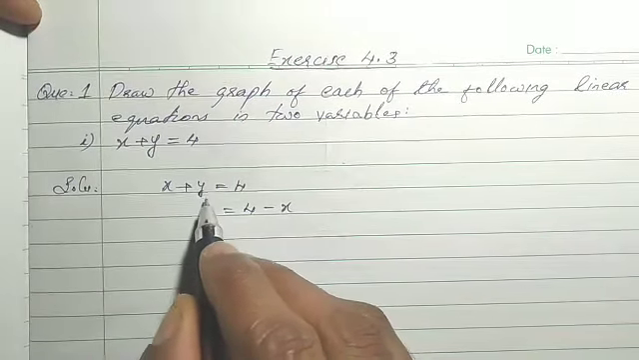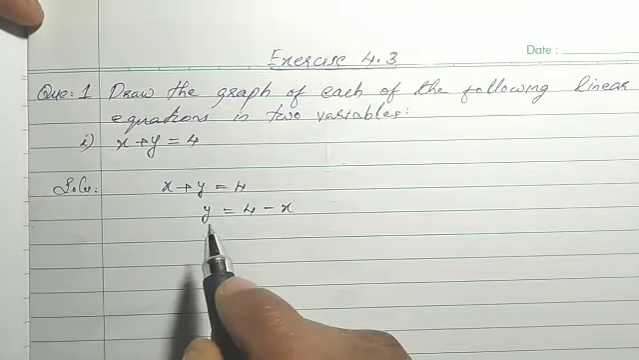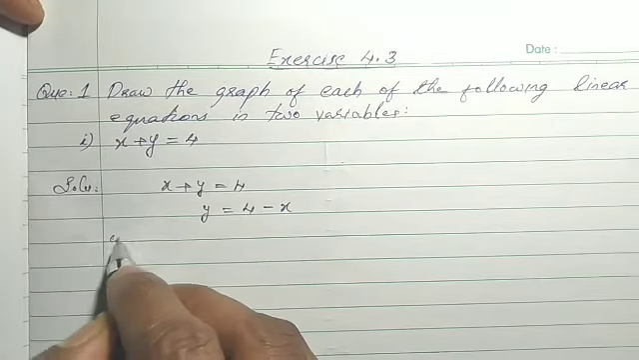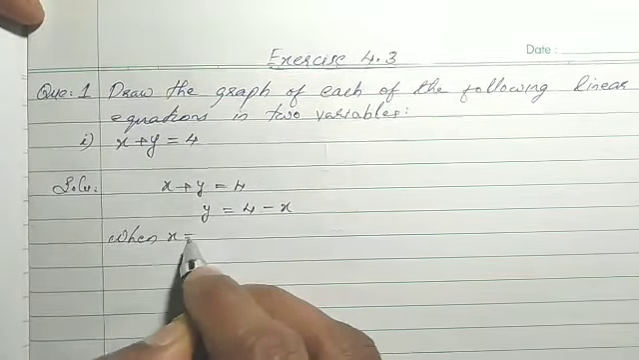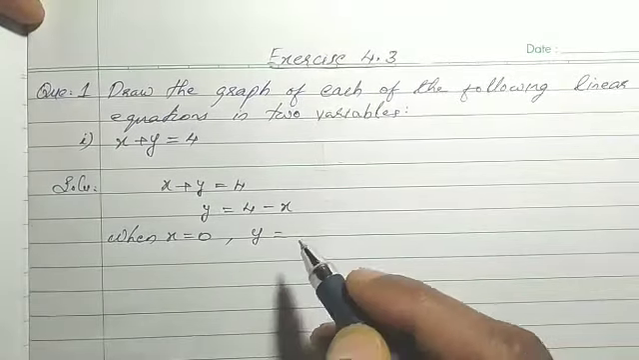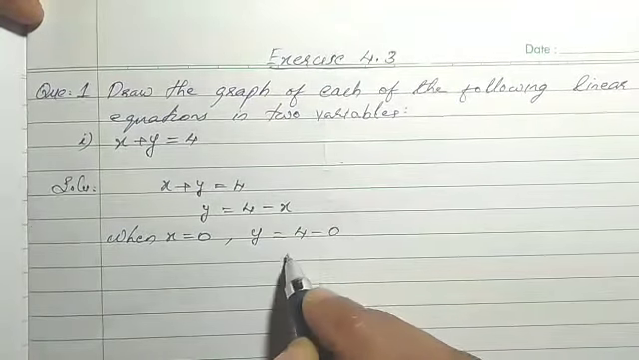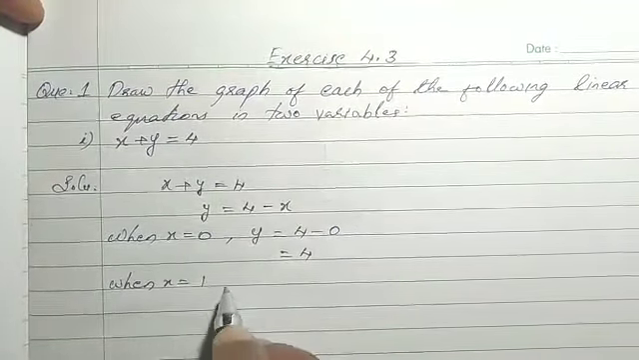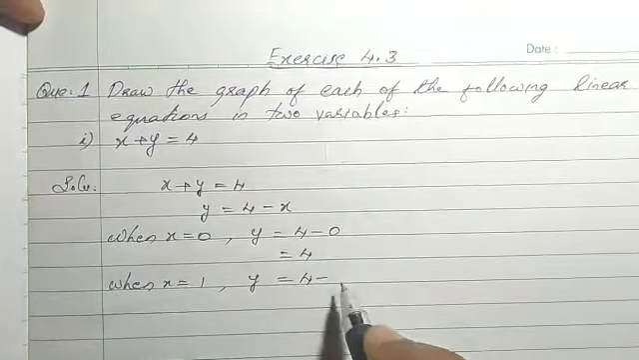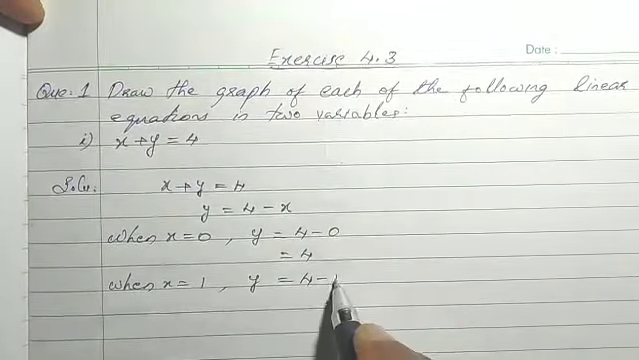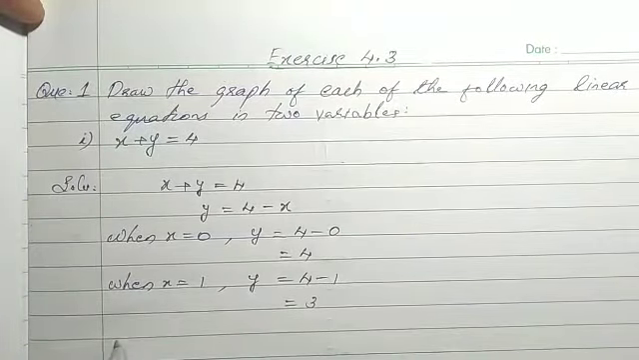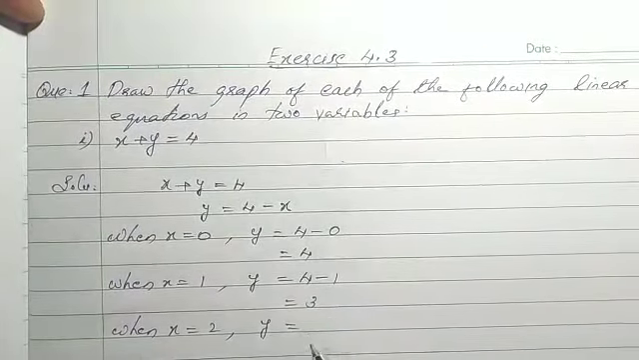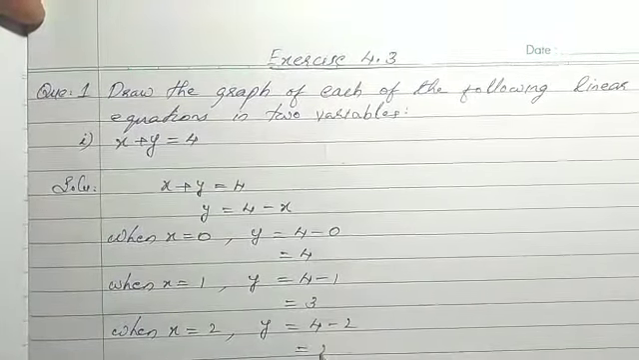Either the y value or the x value you can find out. On the right-hand side, whatever the variable is, for that we will substitute different values. First, when x is equal to 0, y is equal to 4 minus 0, that is equal to 4. Again, when x is equal to 1, y is equal to 4 minus 1, that is equal to 3. Again, one more value we have to substitute. When x is equal to 2, y is equal to 4 minus 2, that is equal to 2.